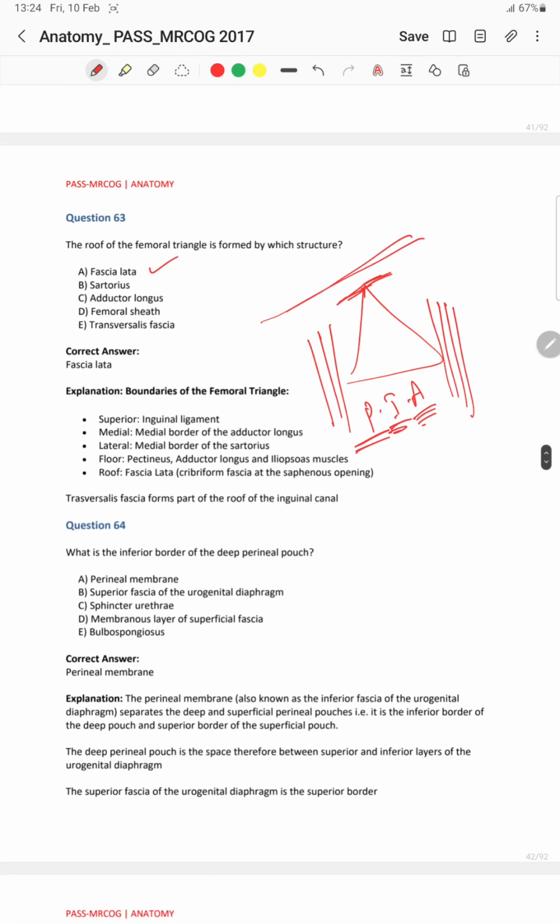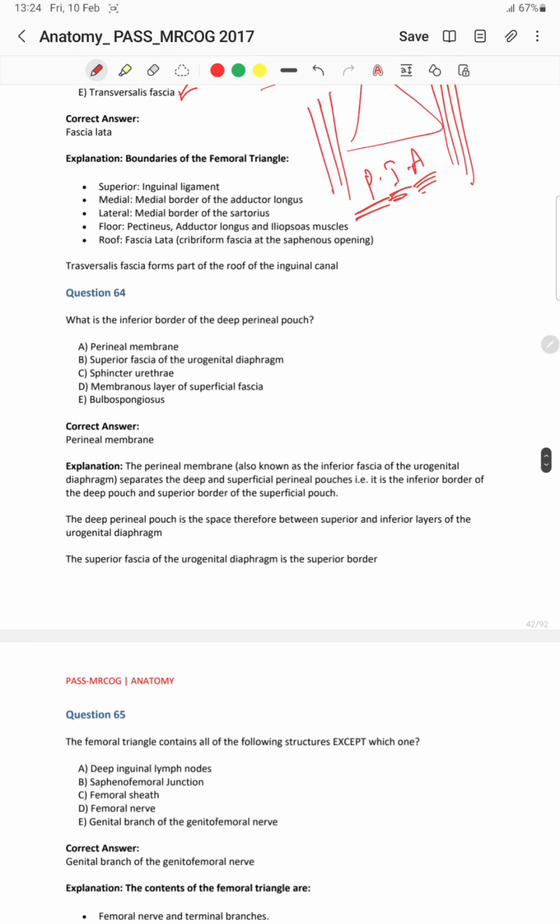The transversalis fascia, it also forms the transversalis fascia. It forms part of the inguinal canal. Now the next question: what is the inferior border of the deep perineal pouch? The inferior border of the deep perineal pouch is formed by the perineal membrane.